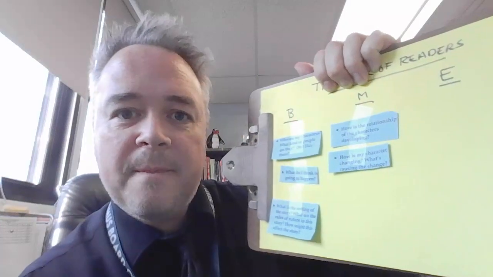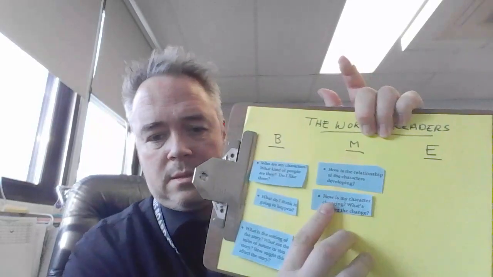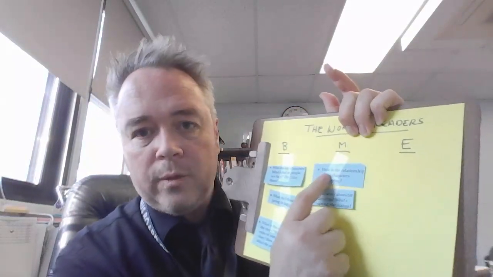And inside of books, there are catalysts too. Sometimes the catalyst is another character. Sometimes the catalyst is an event, something that happened, right? Sometimes in fantasy books, the catalyst is magic. So we want to think about how one character is changing and what's causing the change. We want to think about how the relationships of our characters are changing.